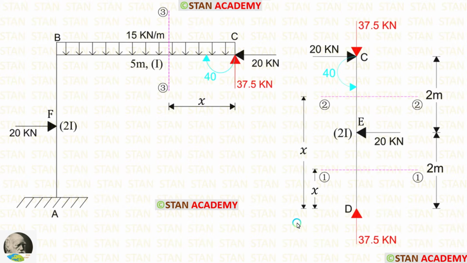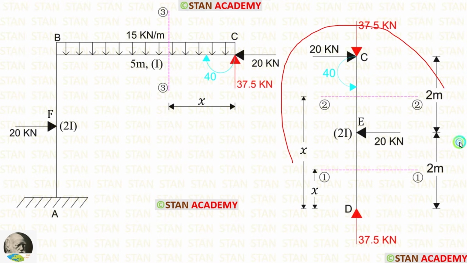The sections should be made at a distance of x. The first section is made at a distance of x from the point D. The second section is made at a distance of x from the point D. The third section is made at a distance of x from the point C.